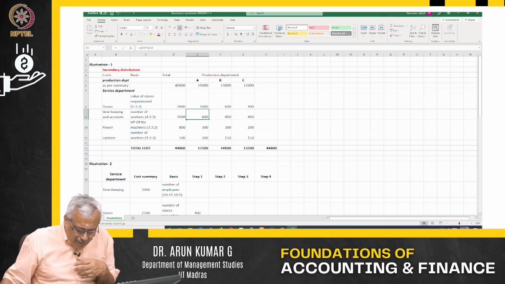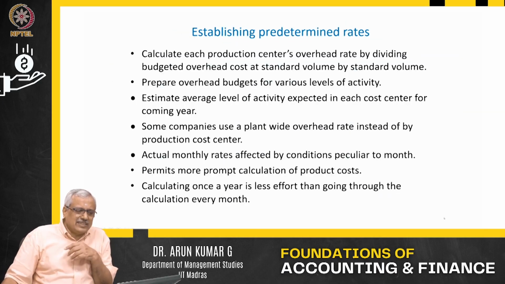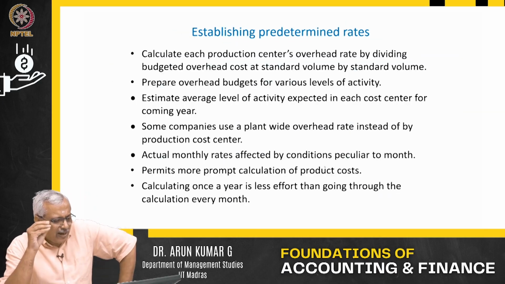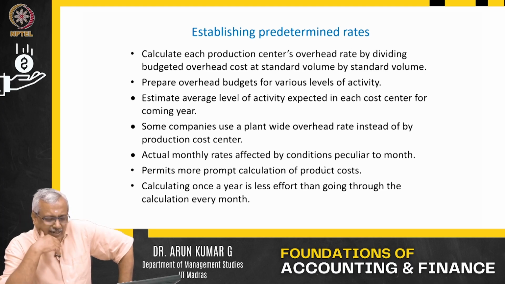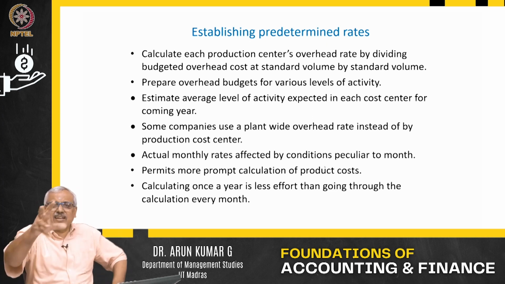So, I establish what is called a predetermined rate based on these kinds of conditions. That is, it is calculated for each production center's overhead by dividing whatever we get, and some companies use it for plant wide overhead rates instead of by production center, and actual monthly rates are affected by conditions that are peculiar to the month. The problem with this is that with many of these expenditures, when we apply predetermined rates, sometimes it can go wrong. Why can it go wrong? Because sometimes the actual rates can be affected by the conditions in that month.